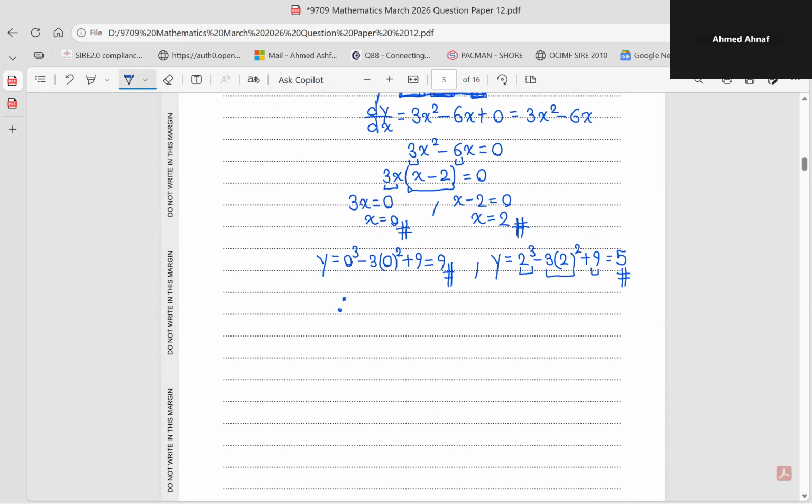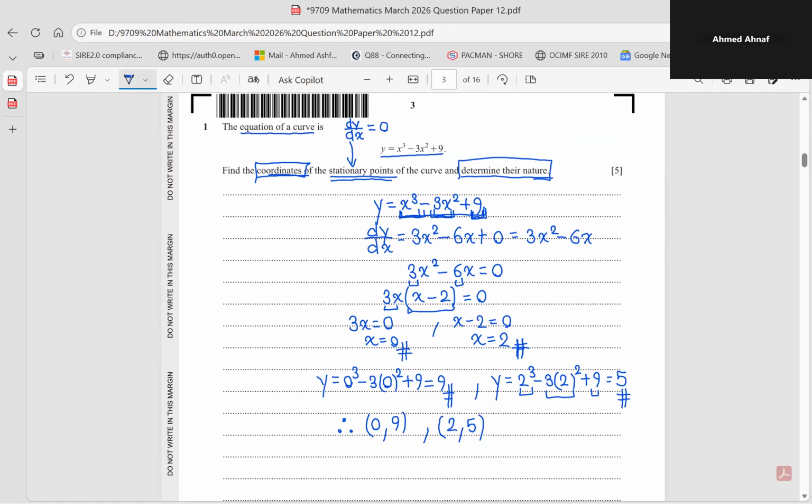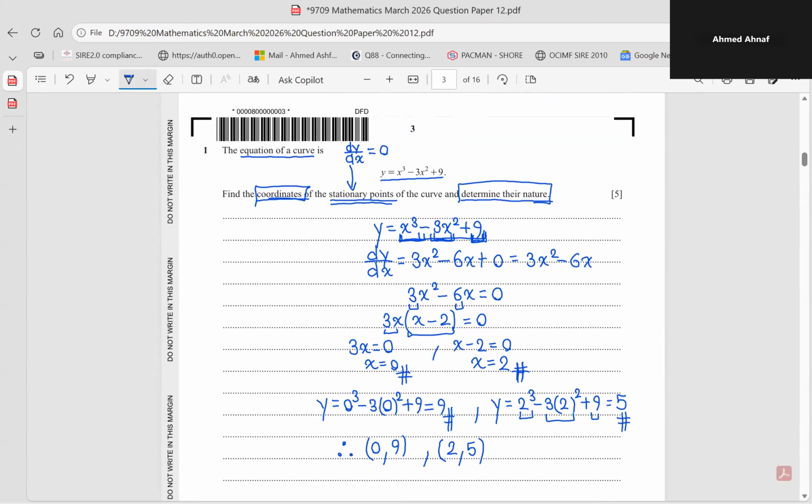So we found the coordinates of the stationary points: the first one is (0, 9), and the second one is (2, 5). So the first part of the question is done. Now we're going to determine the nature. The most common method is to find the second derivative, d squared y over dx squared. You get that by differentiating your dy/dx, and then you substitute the x coordinate of the stationary point.